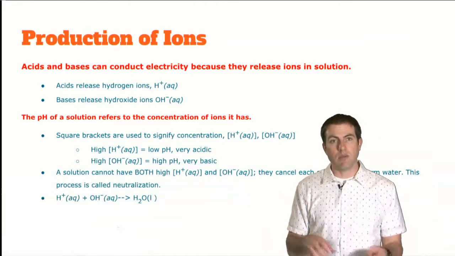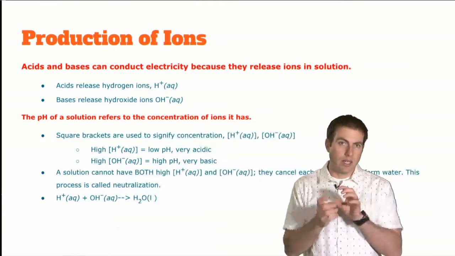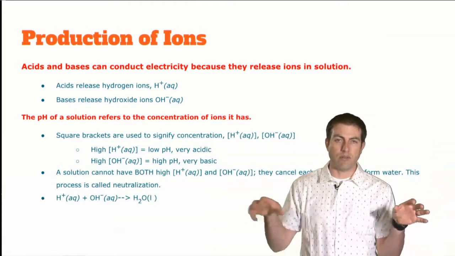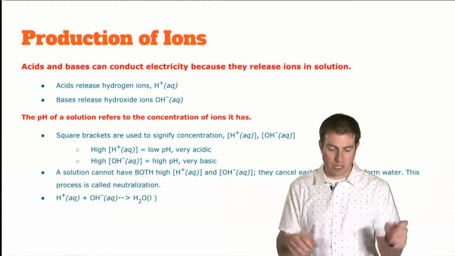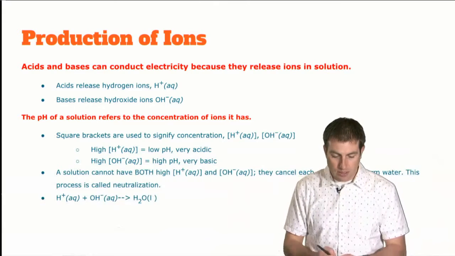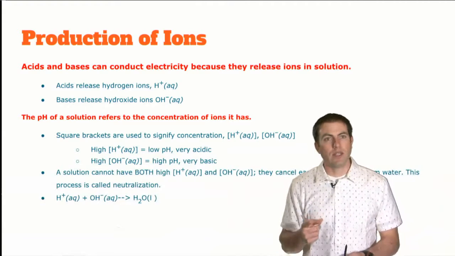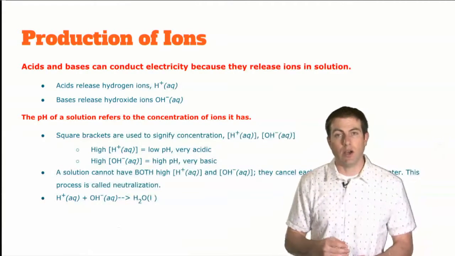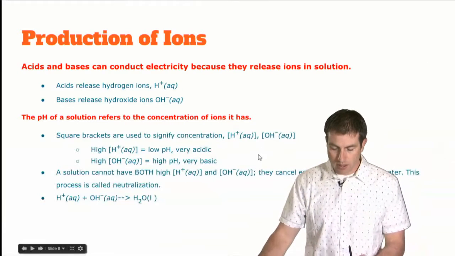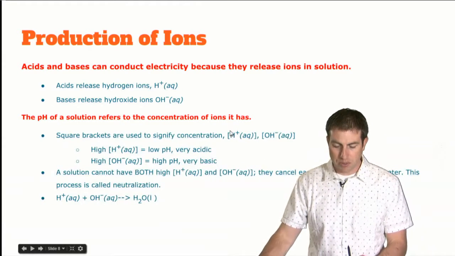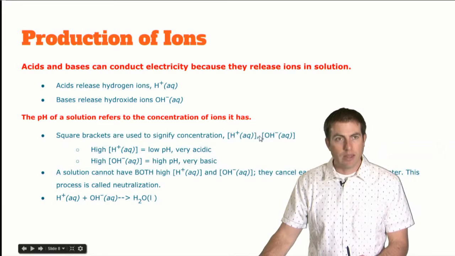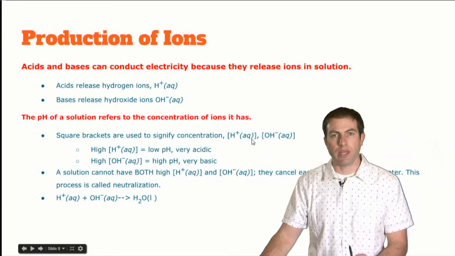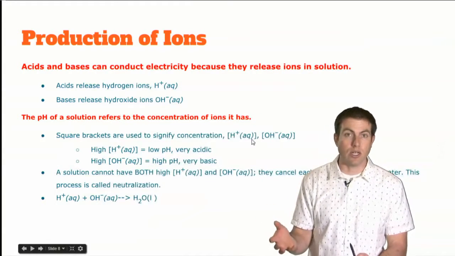And bases do the same thing. So if I had calcium hydroxide, the calcium is going to move off and the hydroxide is going to separate and they're going to float around by themselves. One thing that's a science convention that you'll see a lot if you move on in science is these square brackets. If I put a square bracket around something, that means concentration of that thing. So it's a way of telling you how concentrated it is.